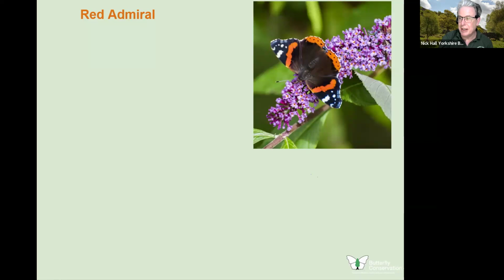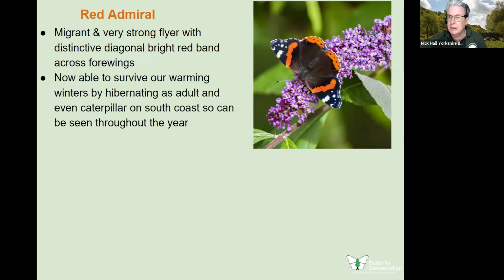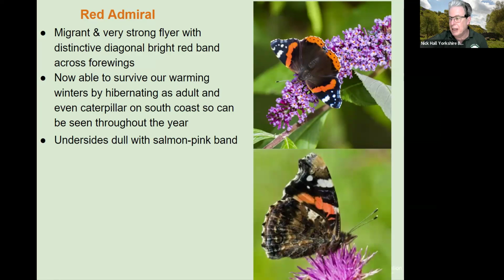Red Admiral. Okay, very characteristic, that red stripe on our buddleia bushes. It's a migrant, very strong flyer, a large butterfly, distinctive diagonal red band across those forewings. It's now able to survive our warming winters by hibernating as an adult, and even as a caterpillar on the south coast, it now overwinters actually as a caterpillar. Undersides are dull with a salmon pink bar.